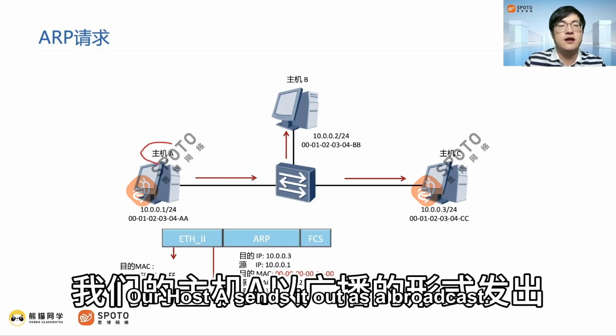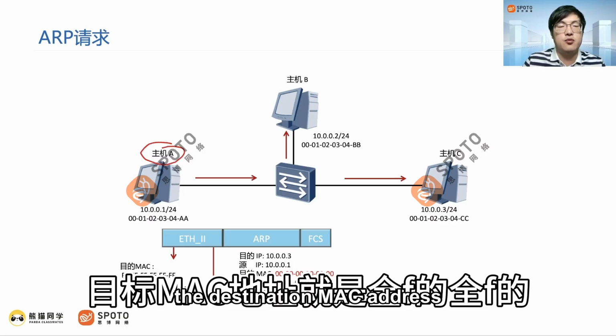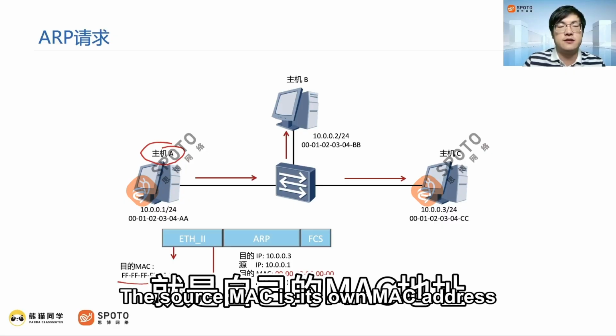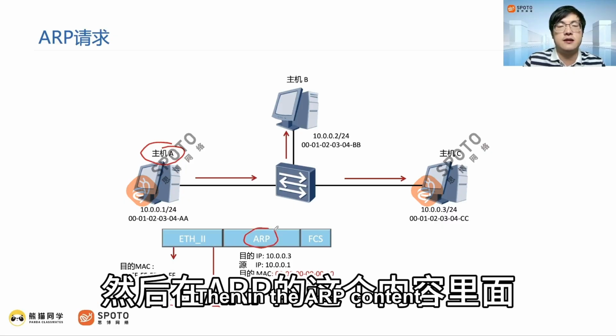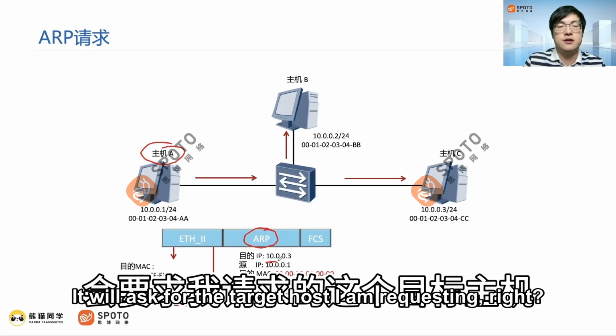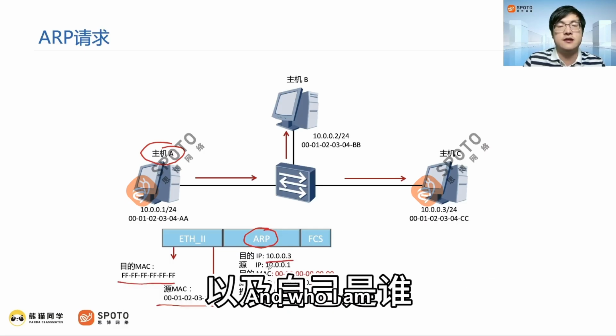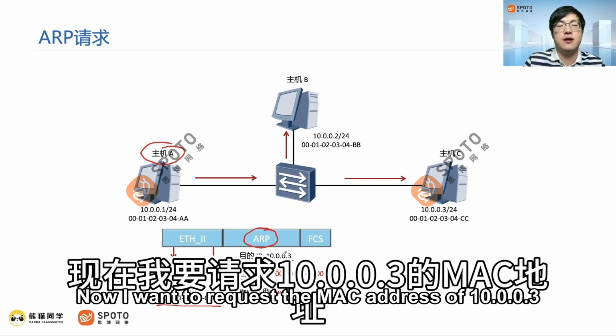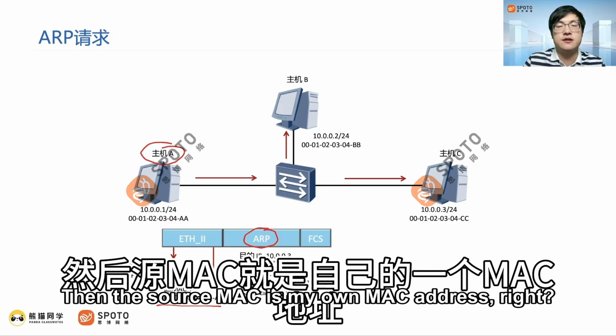Our host A sends it out as a broadcast. When broadcasting, the destination MAC address is all Fs. Then, the source MAC is its own MAC address. Right? Then in the ARP content, it will ask for the target host I am requesting. And who I am: I'm 10.0.0.1. Now I want to request the MAC address of 10.0.0.3. Then the source MAC is my own MAC address, right?